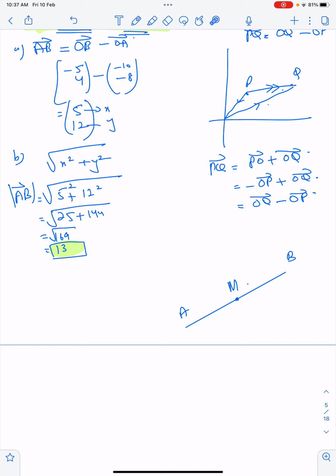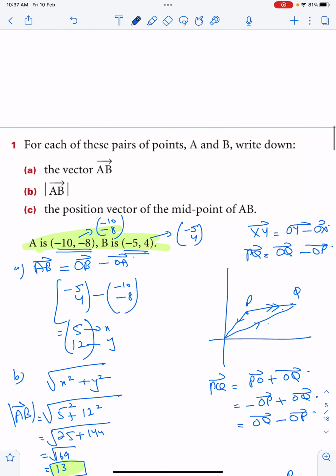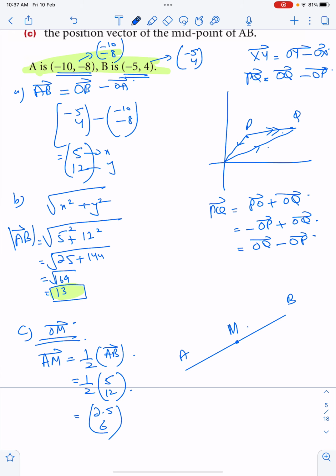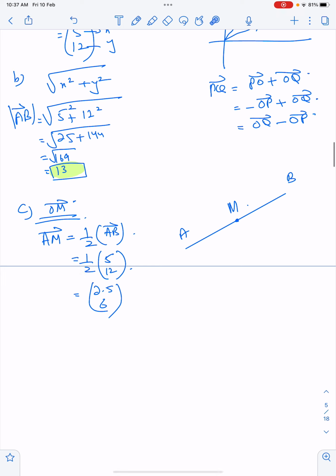Okay, they're asking for OM, but for finding out OM, first we will find out AM. Okay, we know AM is half of AB. So for the C part, I have to find out OM. Now I'm finding out AM first by saying that AM is half of AB. We already have the vector of AB with us, which is 5 and 12. Okay, so it's 2.5 and 6. This is a scalar outside, so this scalar has to be multiplied with both of them. Half into 5 is 2.5 and half into 12 is 6.